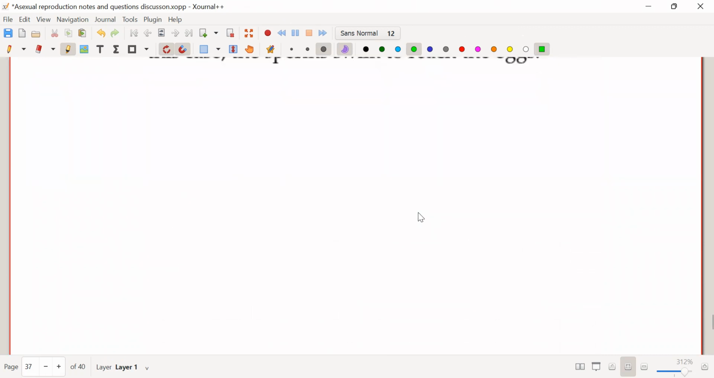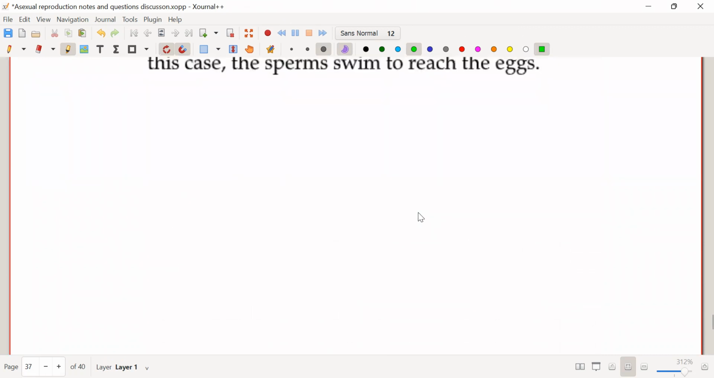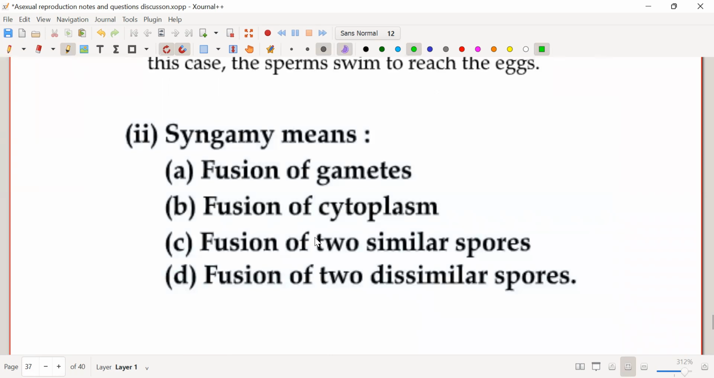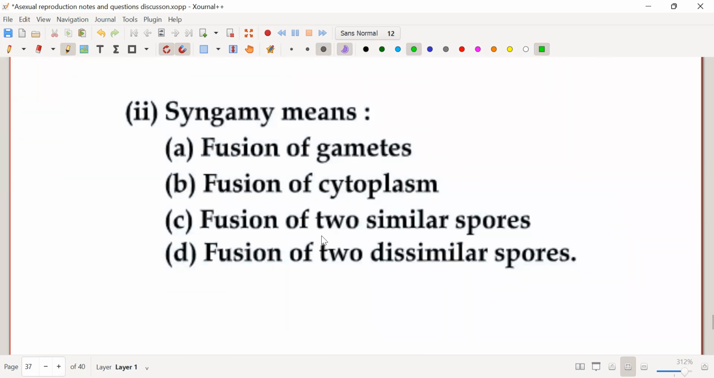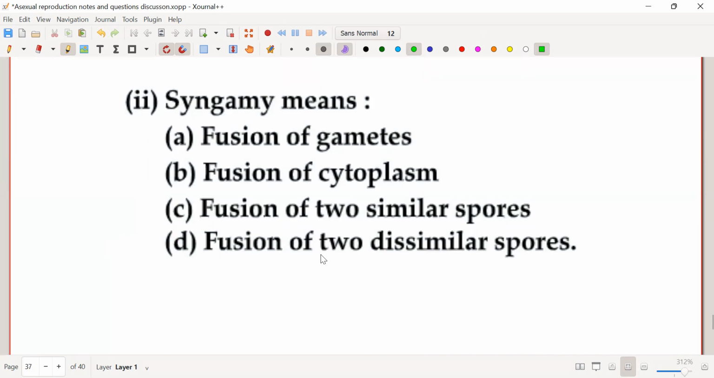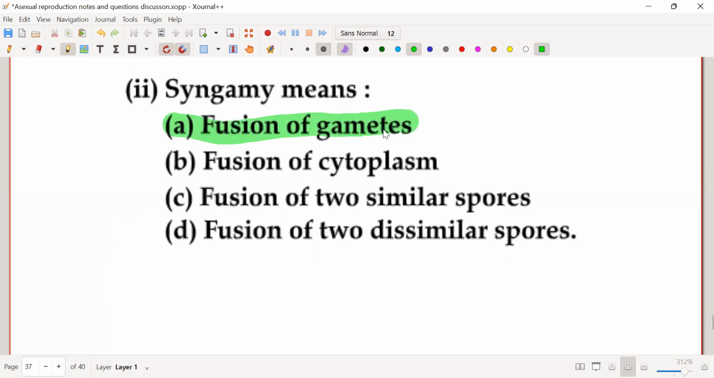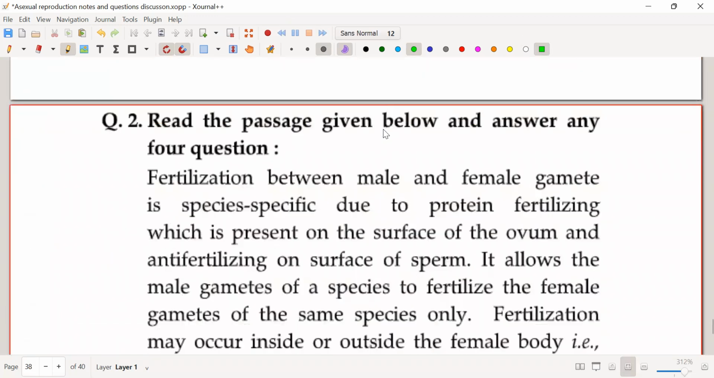Again, the next question. Syngamy means fusion of gametes, fusion of cytoplasm, fusion of two similar spores, fusion of two dissimilar spores. Syngamy means fusion of male and female gametes.